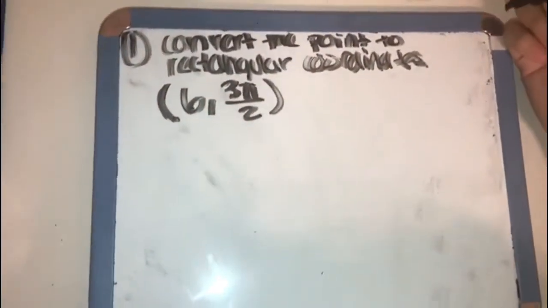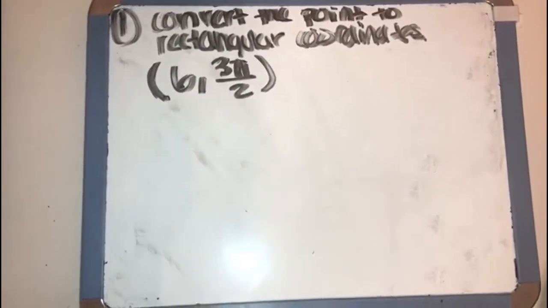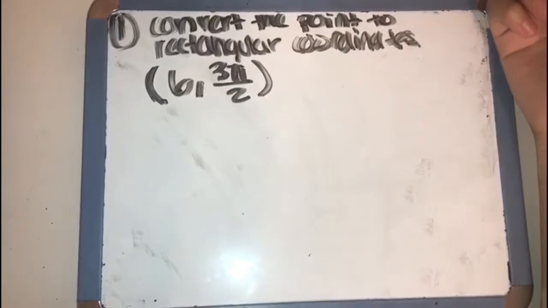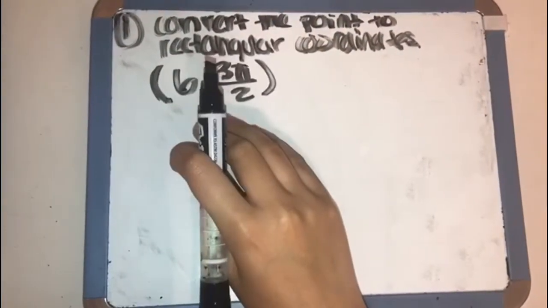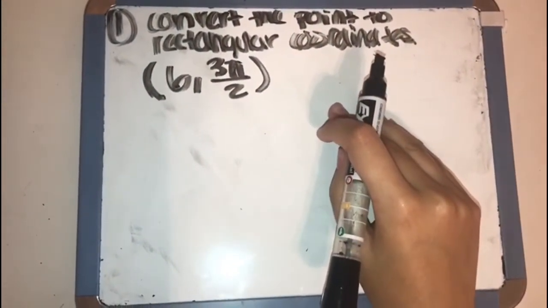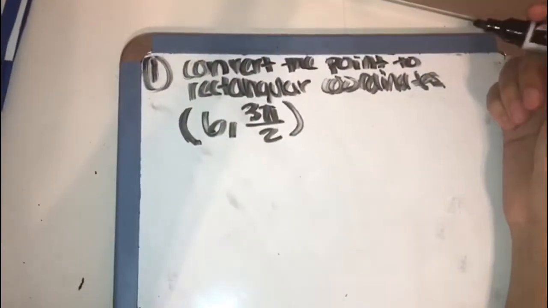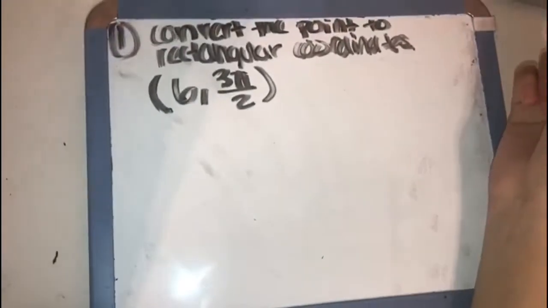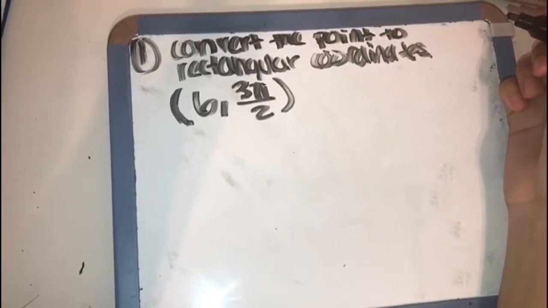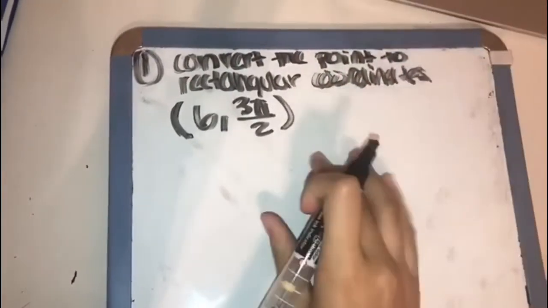This is the first problem in this unit, and it asks us to convert the point to rectangular coordinates. This is a polar coordinate, but we have to change it to rectangular coordinates. This one has more steps to solve, because you're trying to find the rectangular coordinate. If you see it in a graph, it will be a little different, but since there's no graph, we're going to have to find it by solving.